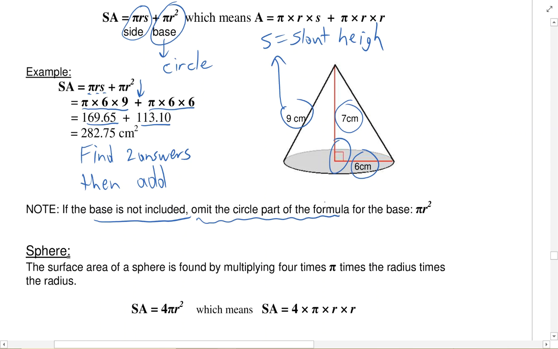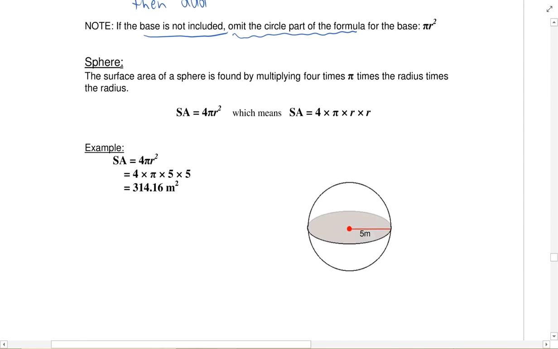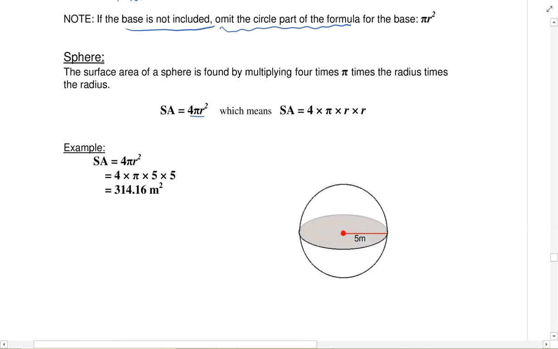Okay. A sphere, like a tennis ball or a basketball, okay? It's 4 times pi times r squared. 4 pi times r times r. So again, make sure you have r, not diameter. And so it's 4 times pi times 5 times 5, and you can go straight to your answer. There's no adding or subtracting, so it's straight to the answer once you substitute in.